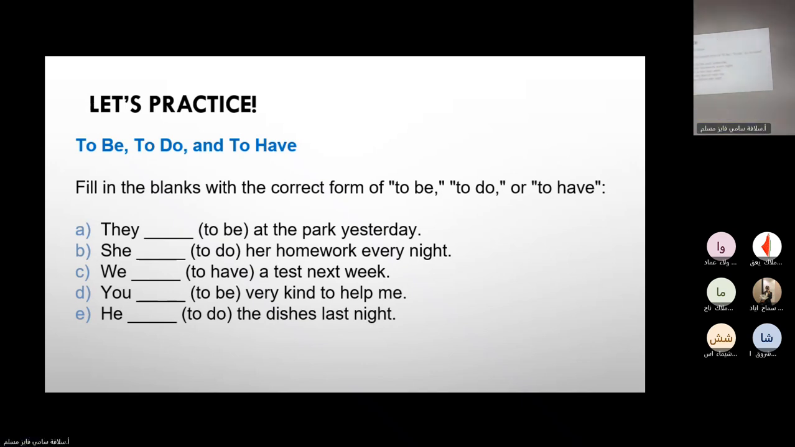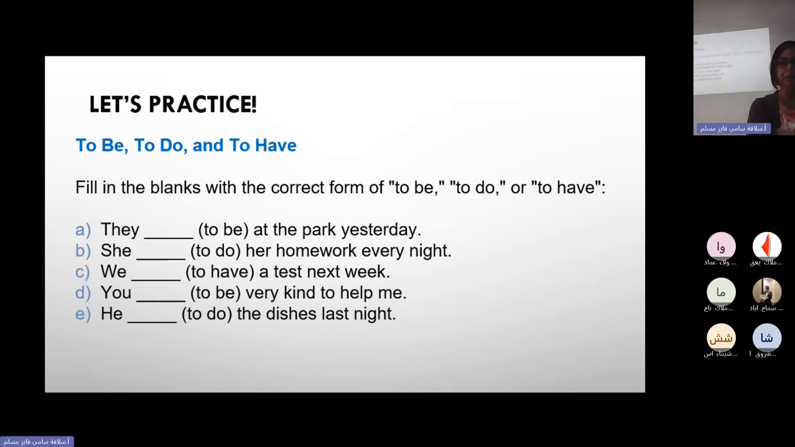أسرع. 1 more minute. All right. يلا يا ملاك.